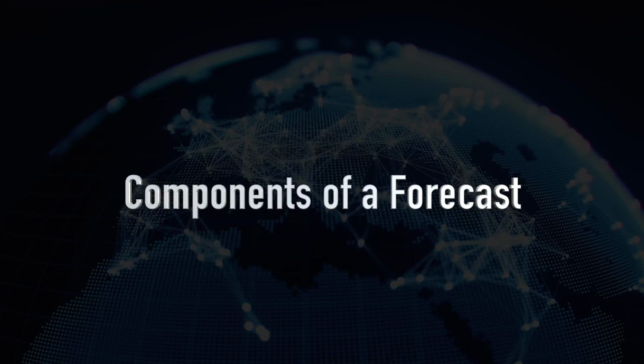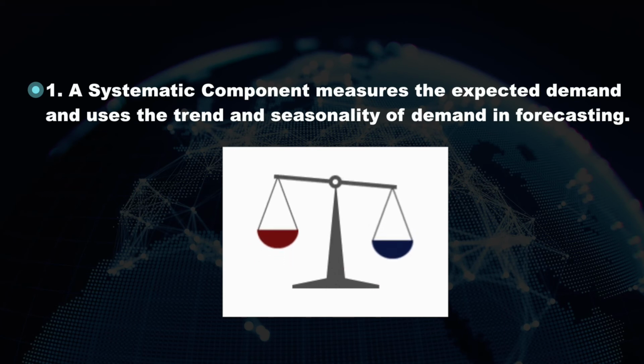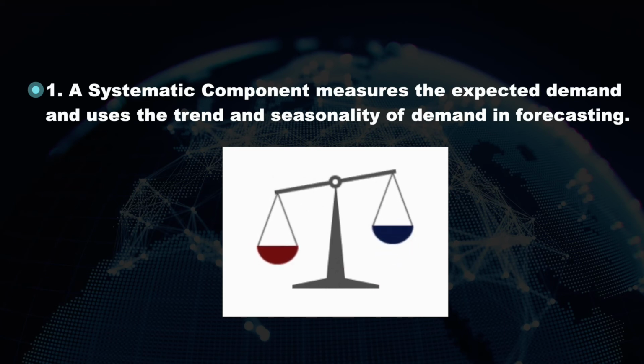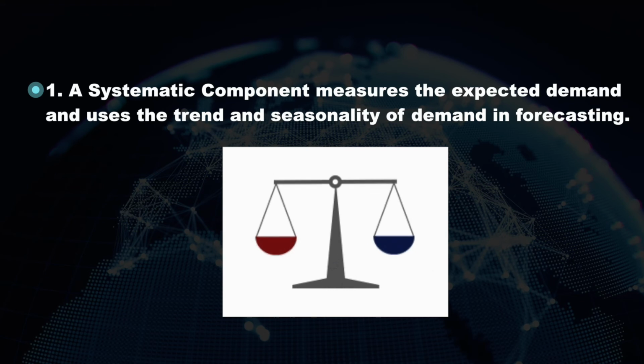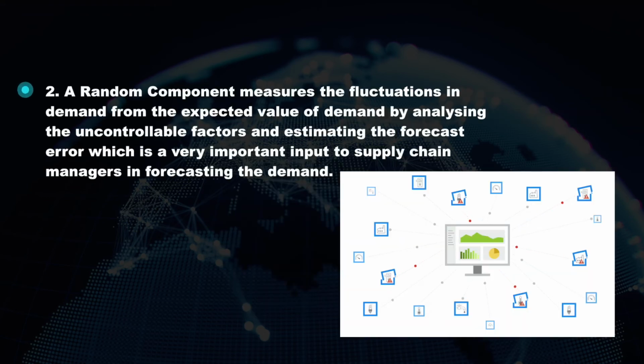Forecast has two components, a systematic component and a random component. A systematic component measures the expected demand and uses the trend and seasonality of the demand in forecasting, whereas a random component measures the fluctuations in demand from the expected value of demand by analyzing the uncontrollable factors and estimating the forecasting error, which is a very important input to the supply chain managers in forecasting demand.